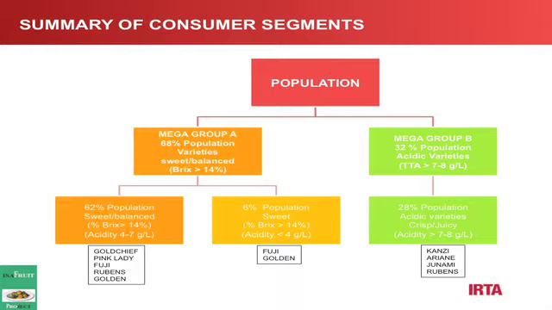Representatives of these varieties here, you see Gold Chief, Pink Lady, Fuji, Rubens, and Golden. These were the varieties best accepted by this group, whereas this group first accepted Fuji and then Golden.